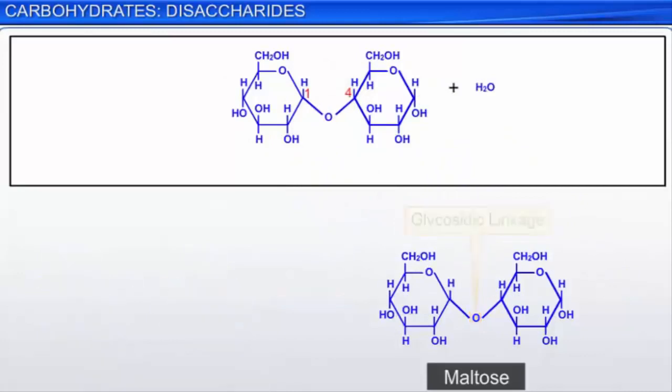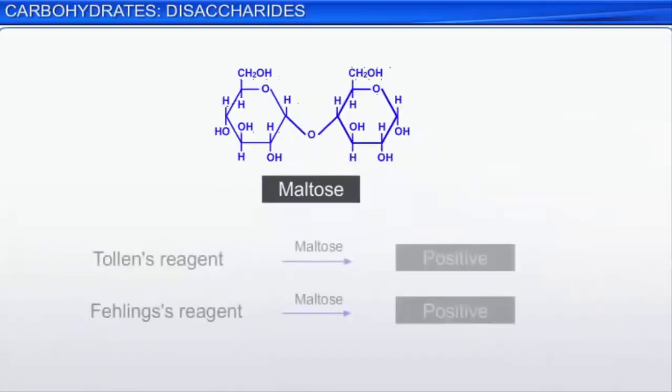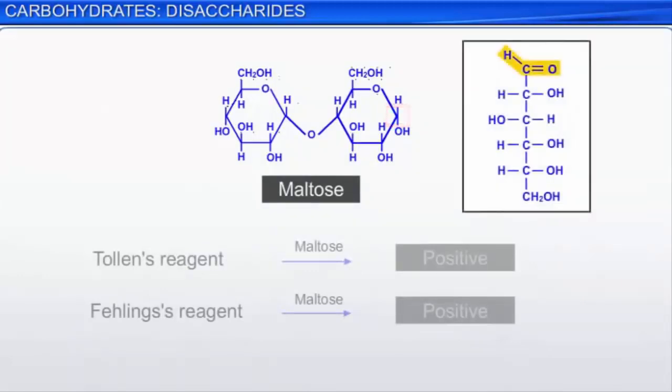The availability of a free aldehydic group at the C1 of the second glucose in its solution allows the maltose to reduce Tollens' and Fehling's reagents. Hence, maltose, unlike sucrose, is a reducing sugar.